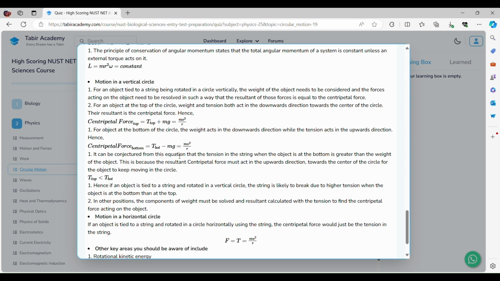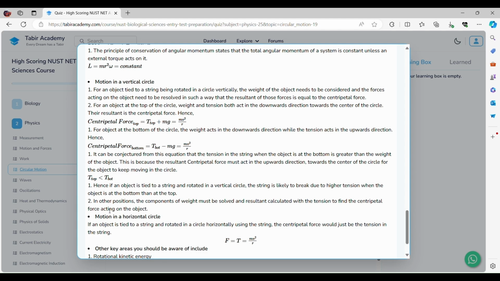For an object at the bottom of the circle, the weight acts in the downwards direction while the tension acts in the upwards direction. Hence, it's the same thing, but here you add your mg and here you subtract mg. It may be conjectured from this equation that the tension in the string when the object is at the bottom is greater than the weight of the object. This is because the resultant centripetal force must act in the upwards direction towards the center of the circle for the object to keep moving in the circle.